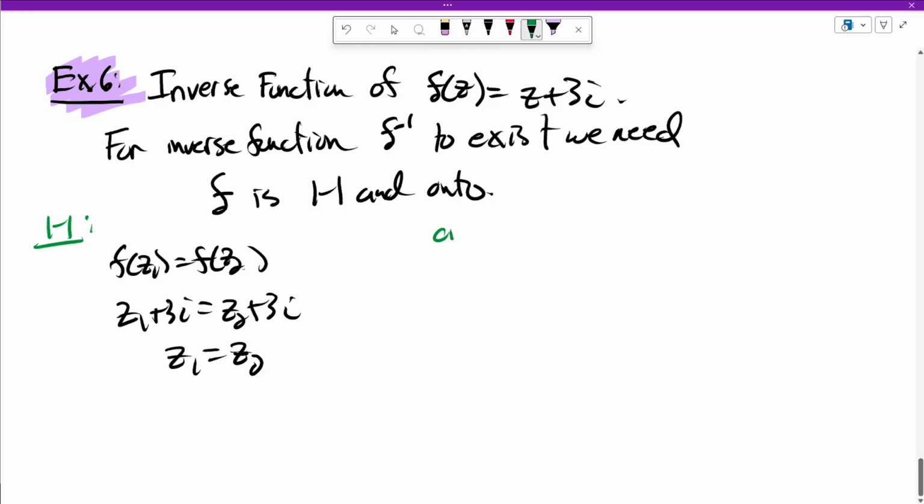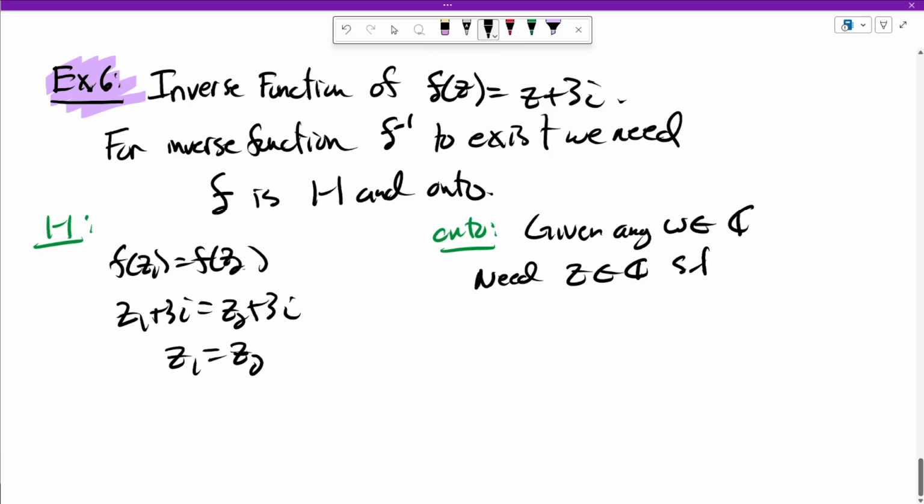And then it needs to be onto. So with onto, given any w in C, we need z in the domain C such that f of z is w. So how do you find such a z that outputs the w? Well, our function is just translate by 3i, so we should translate by -3i to find the thing that translates to us. Said differently, we can just solve this.